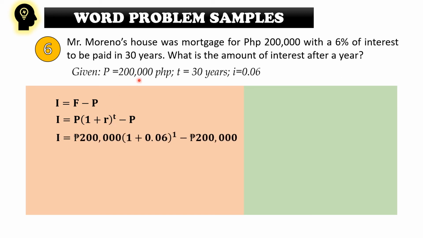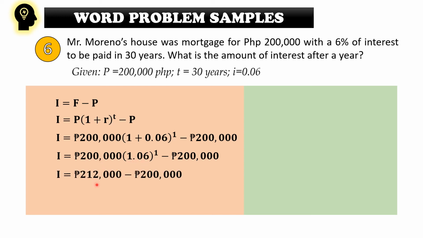So P is 200,000 pesos, as you can see. Then rate R is 0.06, and for the time we're going to put 1. Why 1? Because the problem is asking the interest after a year. Then we add 1 plus 0.06, that is simply 1.06 raised to 1, still 1.06 pa rin. Then multiply to 200,000, that is 212,000 pesos. Then subtract that to 200,000. Therefore, the interest after a year is 12,000 pesos.